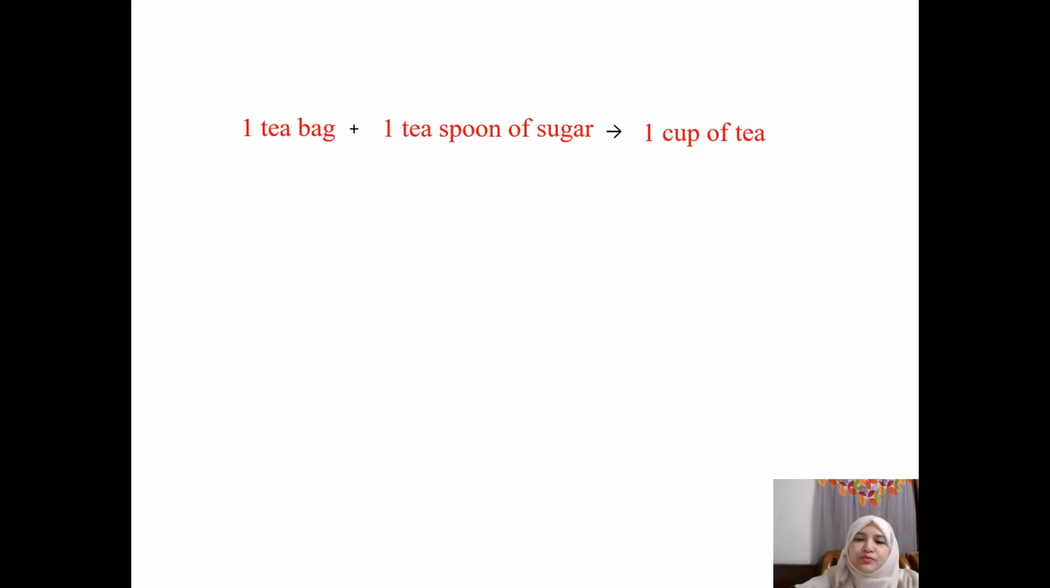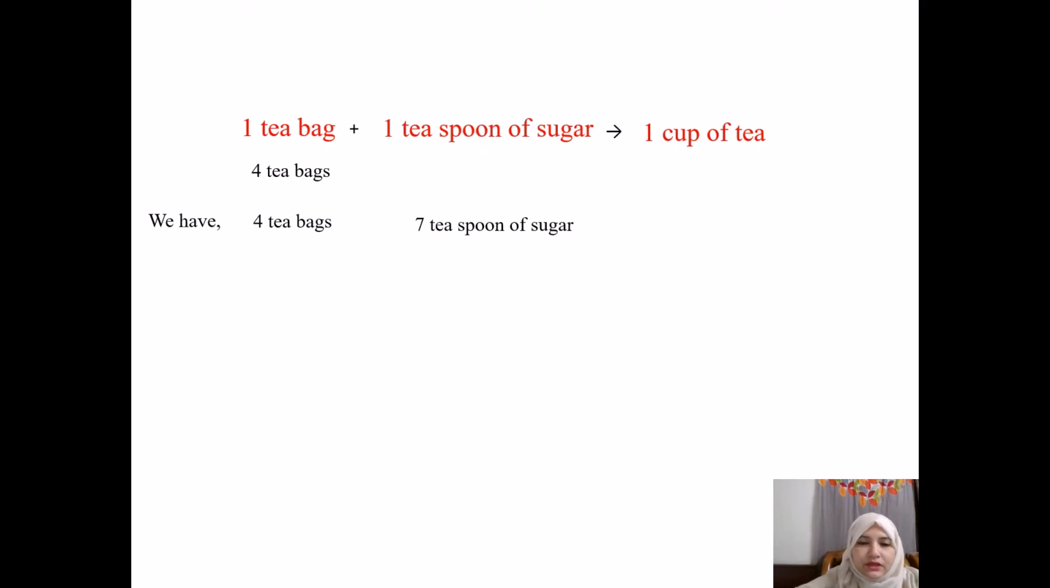Suppose you want to make a cup of tea. For making a cup of tea, you need one tea bag and 1 teaspoon of sugar. Okay, this is the recipe for making a cup of tea. But we have 4 tea bags and 7 teaspoons of sugar. So, how many cups of tea can you make?